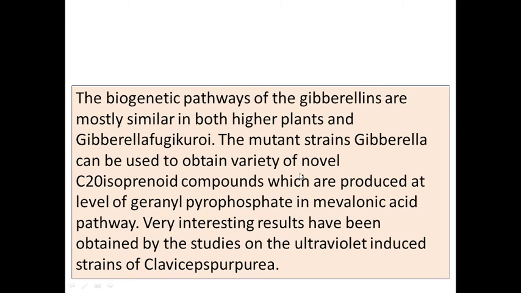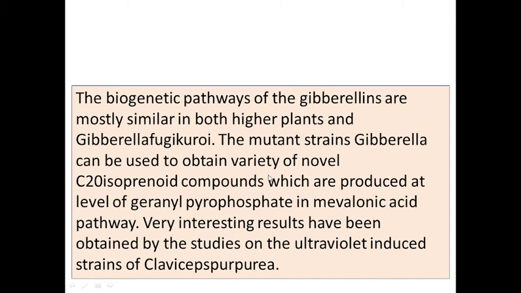For example, the biogenetic pathway of gibberellins is mostly similar in both higher plants and Gibberella fujikuroi. The mutant strain of Gibberella can be used to obtain a variety of novel C20 isoprenoid compounds. So the biosynthetic pathway of gibberellins is mostly similar in higher plants. When we consider the higher plant, the pathway which is used to produce gibberellins in the plant is near about the same.